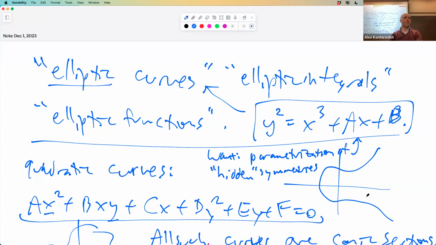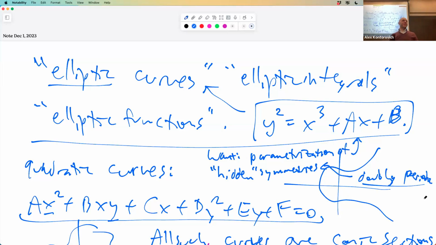Does anybody know what kind of periodicity we will have? It'll be doubly periodic, in fact. Not just a single translation, but translation in two independent variables. Okay, that's the hidden symmetry. These things will be doubly periodic.